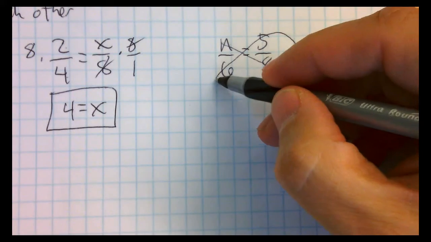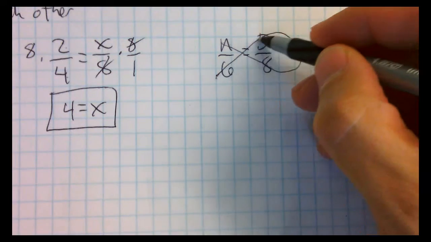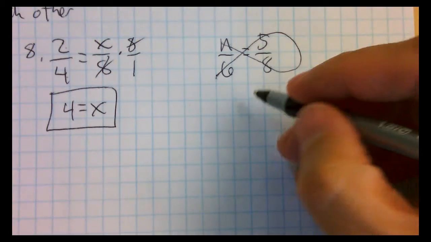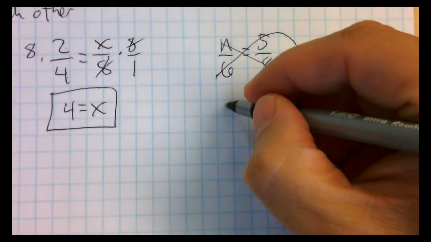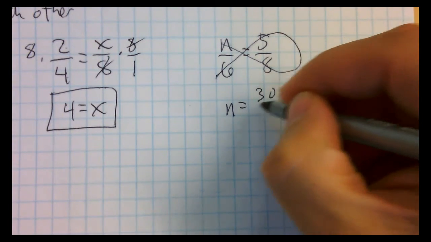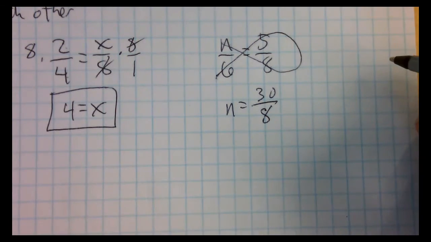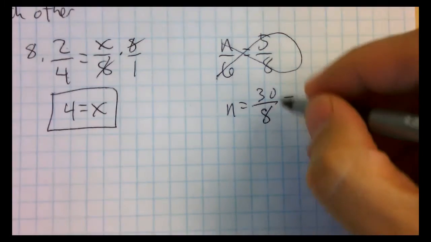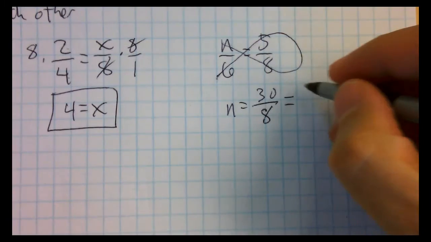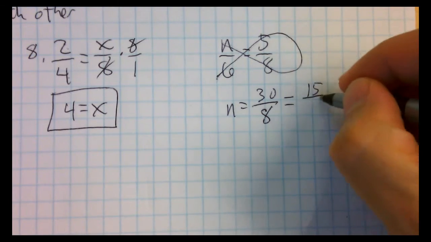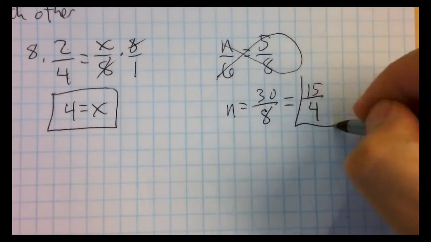So to solve for n, I would do 6 times 5 divided by 8. 6 times 5 is 30. So n is equal to 30 divided by 8. Now I can put that in my calculator, or I can just reduce it down. 2 goes into both of those, so it's 15 over 4, and I can just leave it right like that.